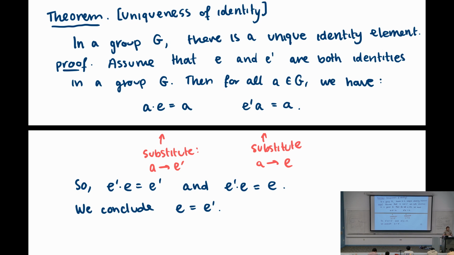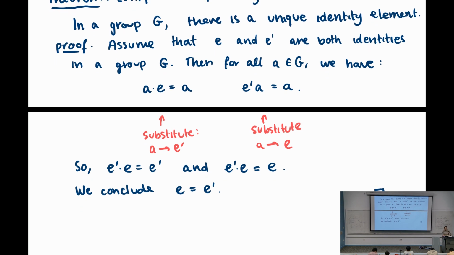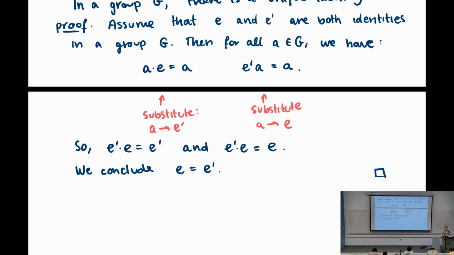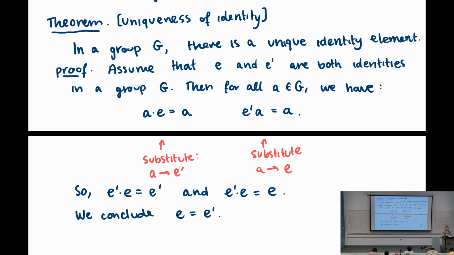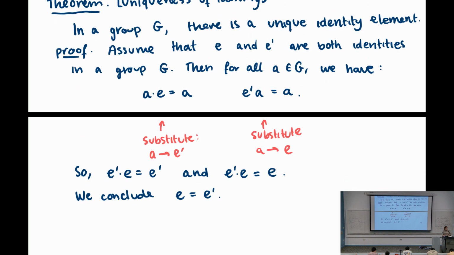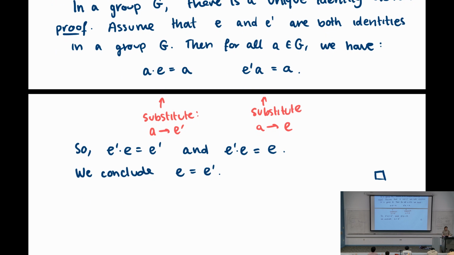Okay, let's do another kind of similar one. And also, by the way, now that we've proved these things, you can assume this is true for any group, so you can use this fact as you wish. Okay, so then the second theorem. This is uniqueness of inverses.